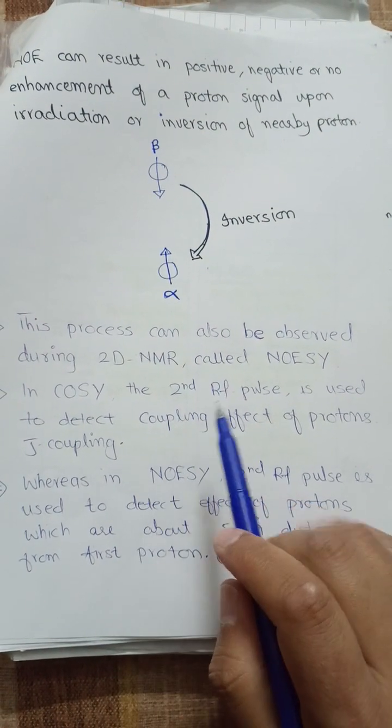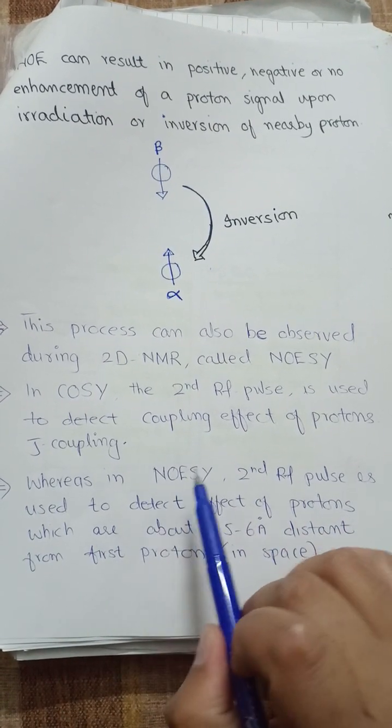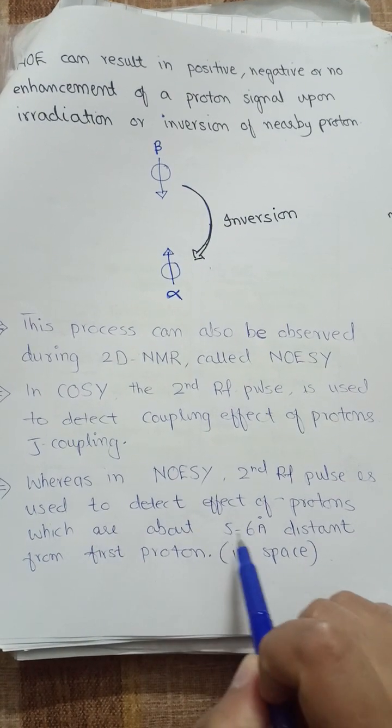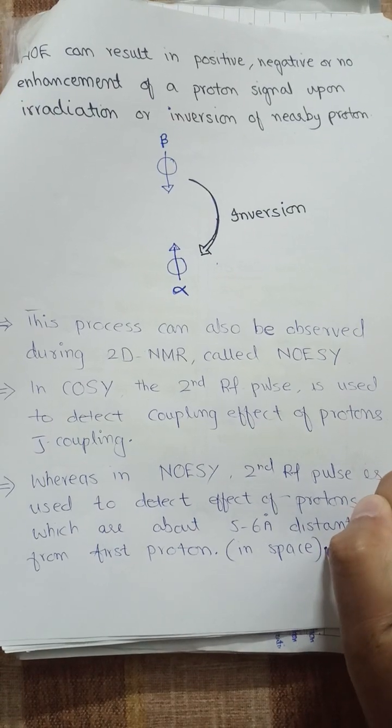In COSY, the second RF pulse is used to detect the coupling effect of protons, whereas in NOESY, the second RF pulse is used to detect the effect of protons which are about 5 to 6 angstroms distant from the first proton, that is, in space.